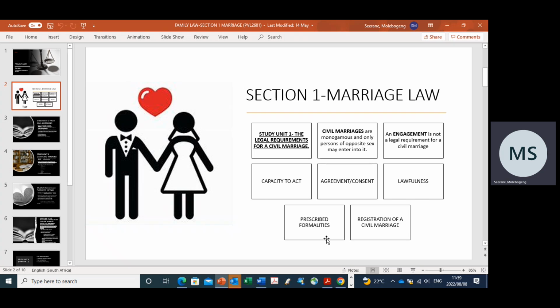The Marriage Act requires that both parties must be personally present at the solemnization of the civil marriage, meaning that both parties cannot get married to each other when the other one is absent. So both parties need to be present. No one can conclude a valid marriage through a representative or by proxy, meaning that you cannot send somebody to stand on your behalf at the marriage ceremony.